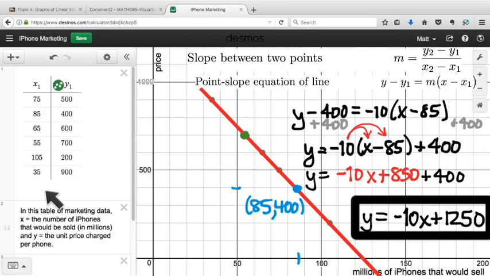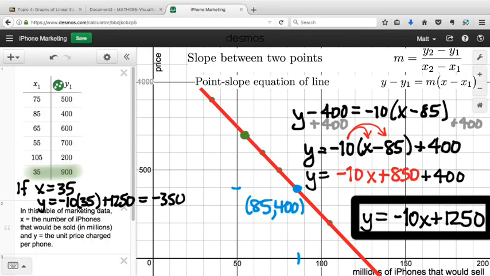We can check to make sure that the x's and y's that we have over here in our table actually work for that. Let's say I pick 35, 900. Let's just double check that if x is 35, then y is negative 10 times 35 plus 1250. That's negative 350 plus 1250. And when I add those together, I get 900. And sure enough, that was the y value associated with 35.